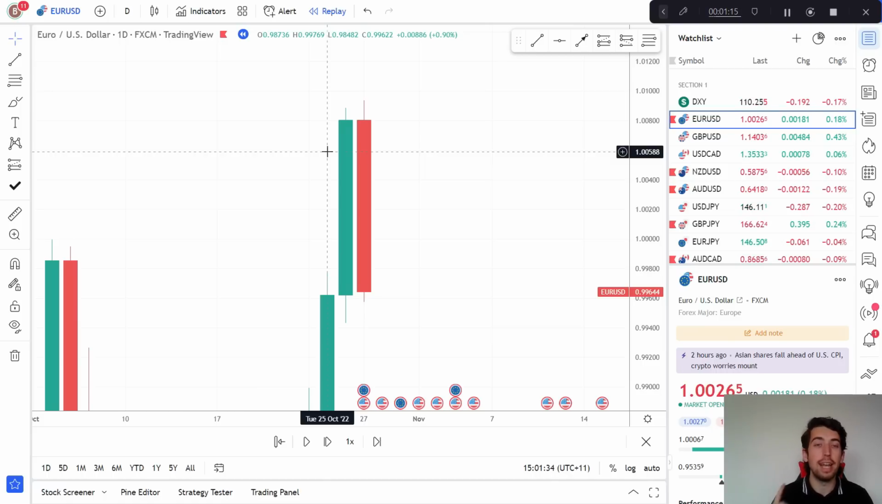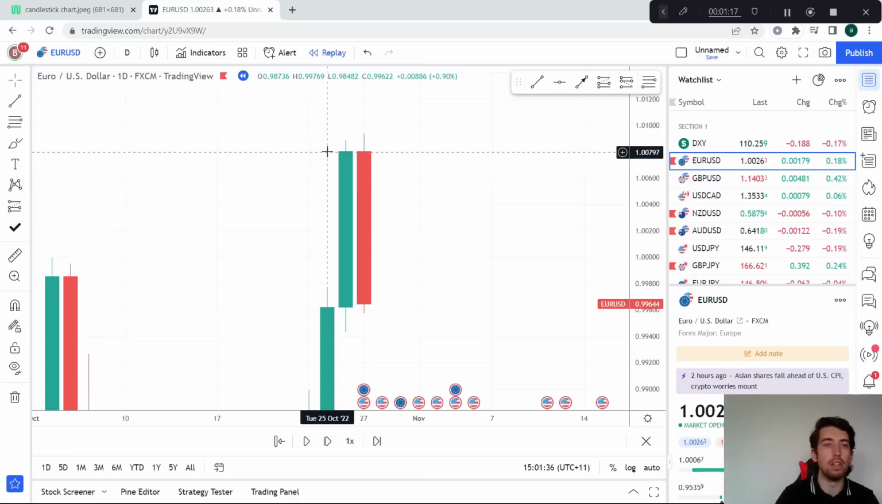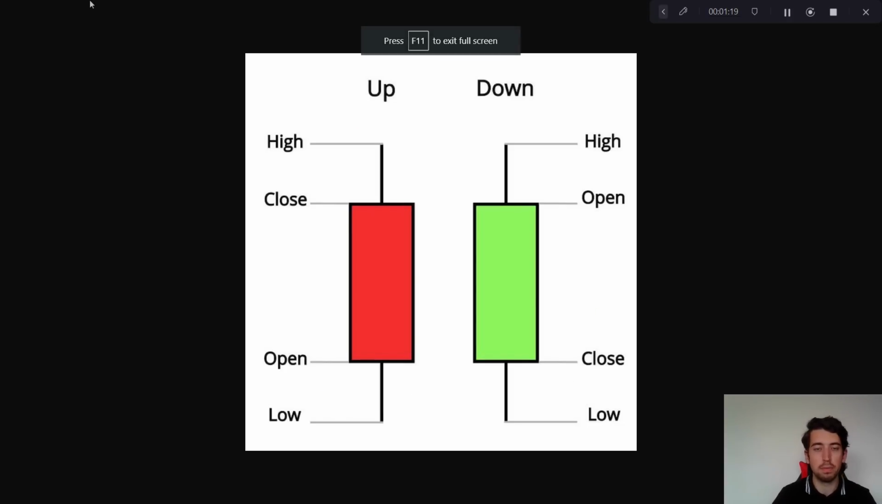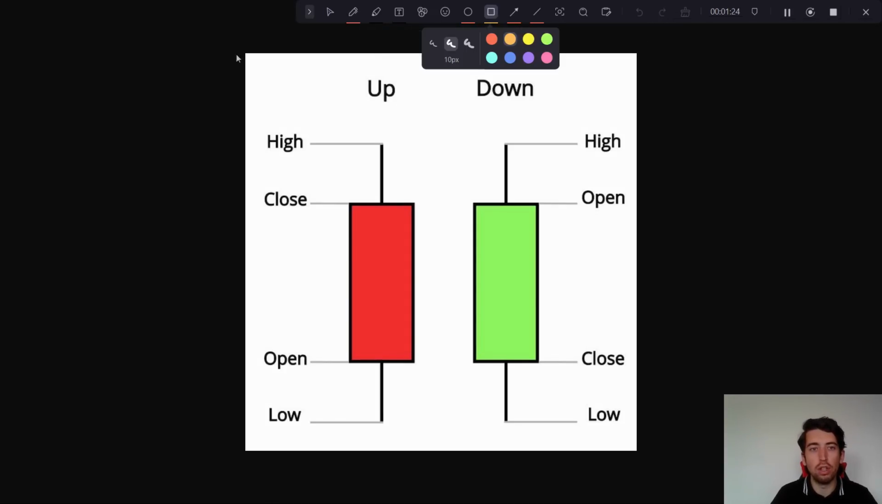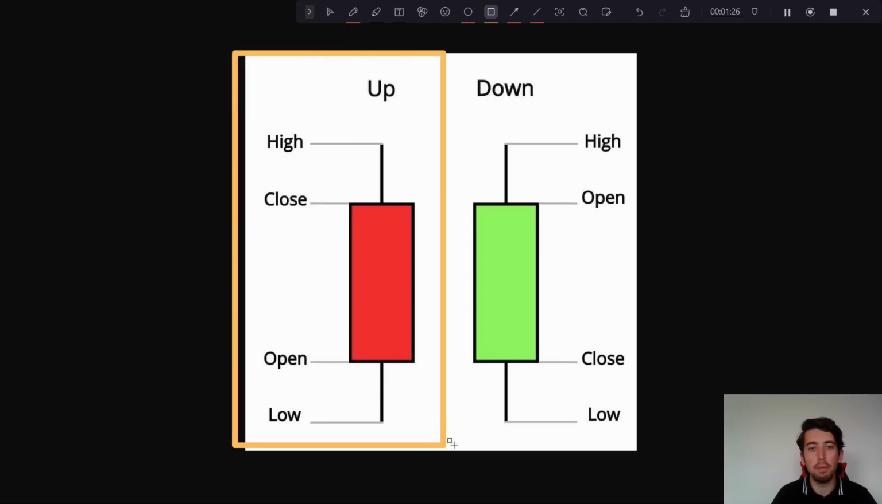In fact, there is a better image that we can have a look at here. So, if we look at this first one here, the up candlestick, this is what I'll be going over first, and then we'll have a look at the secondary one. As we can see here, this is an up candlestick, highlighted in red. What we have here is a high, a close, an open, and a low.